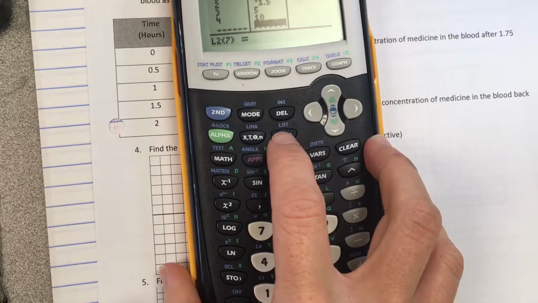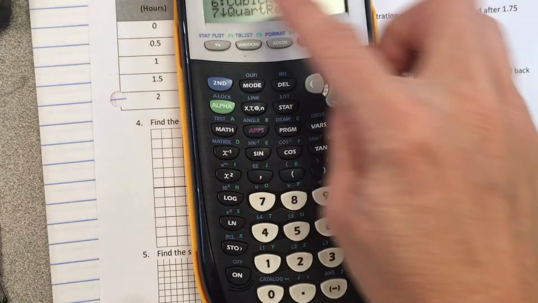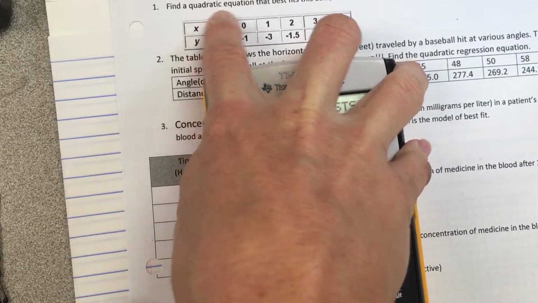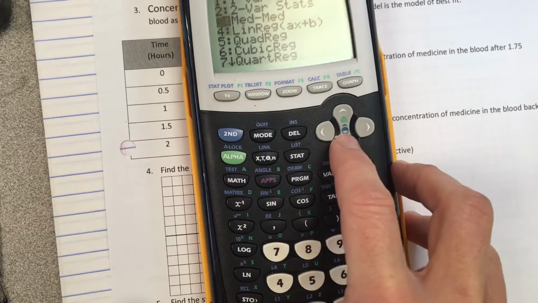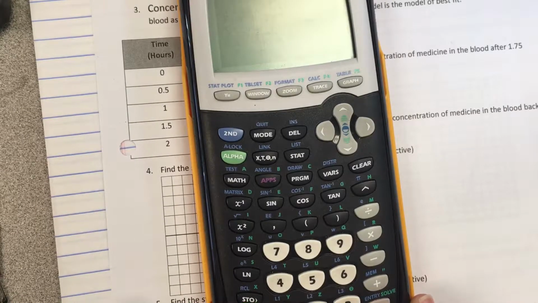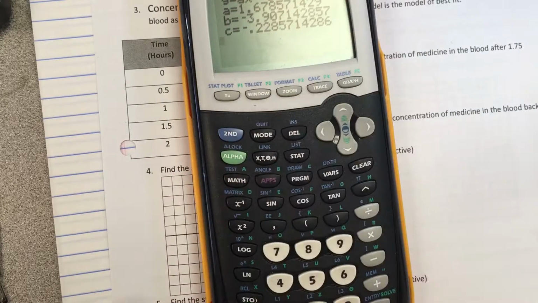Okay, after you get them in stat, hit stat again. Go over to calc. And we're doing quadratic regression. That's what it said in the instructions, quadratic equations. So you're going down to quadratic, that's number 5. And press enter, enter, enter. And here is your equation, okay?